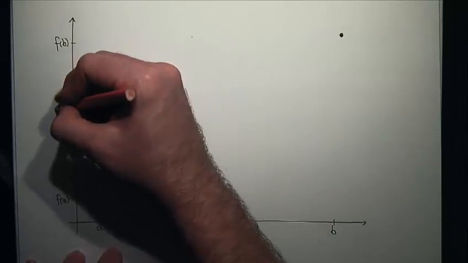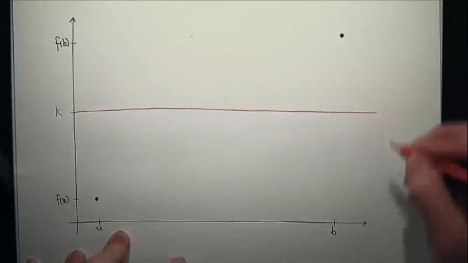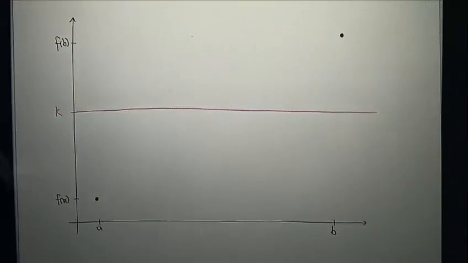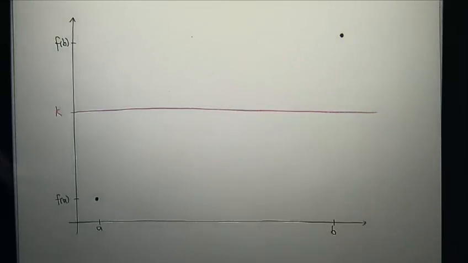And let's pick a value k somewhere between f of A and f of B. The theorem says there must be a c so that my function value comes out to k. So let's draw our function.